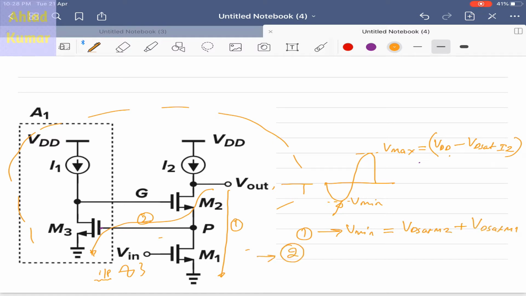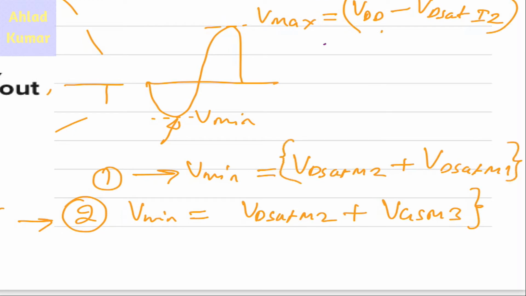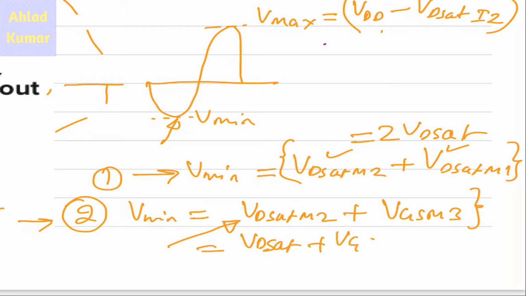And if we follow the second path, then what will be the minimum voltage? The minimum voltage, if we follow the second path, is VD sat of M2 plus VGS of M3, because this is VGS of M3. So what is the maximum out of these two? The maximum out of these two is this one. How? Let us say these two values are equal. So the value will be 2 VD sat here. And how about this? This is VD sat plus VGS of M3.